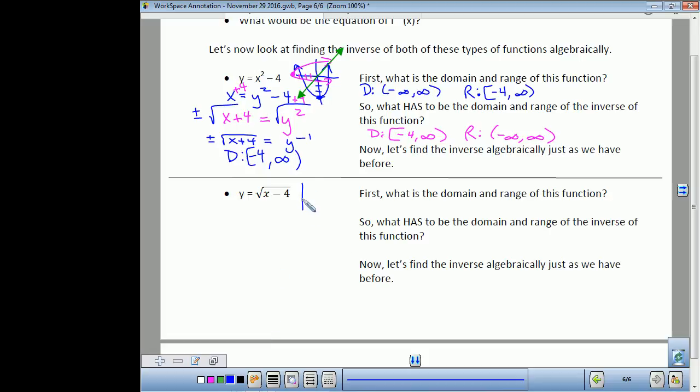Alright, let's do a quick think about what this graph would look like. This one has the vertex here at 4, 0, and it's eyebrow up. It's a square root function opening up. So the domain of this is from 4 to infinity, and the range of this one is from 0 to infinity. So its inverse would have a domain of 0 to infinity, and it would have a range of 4 to infinity.